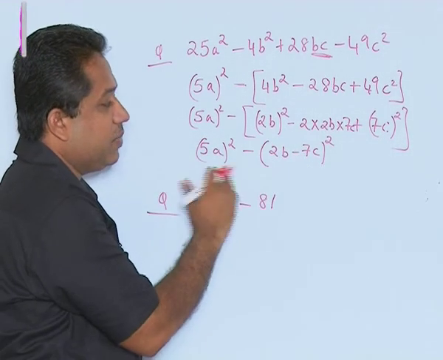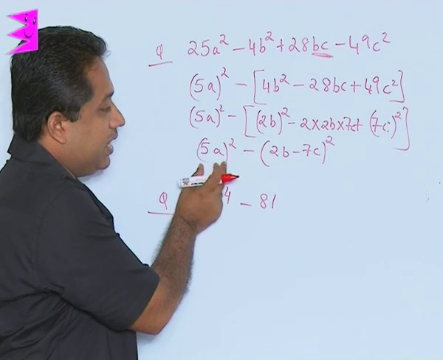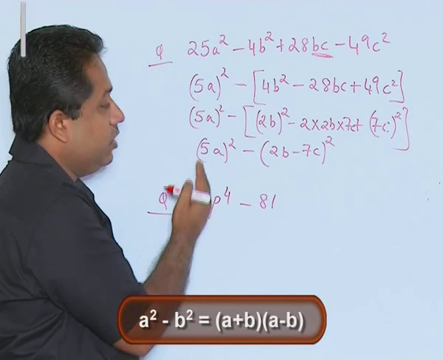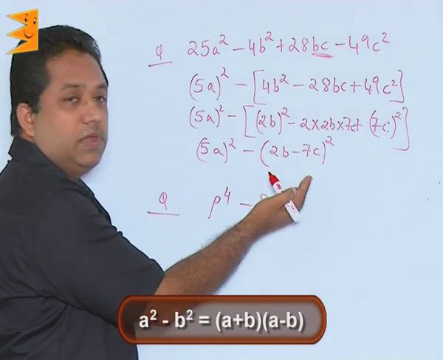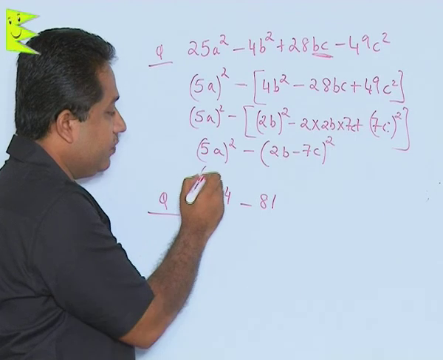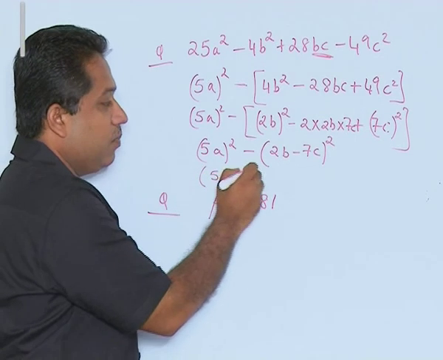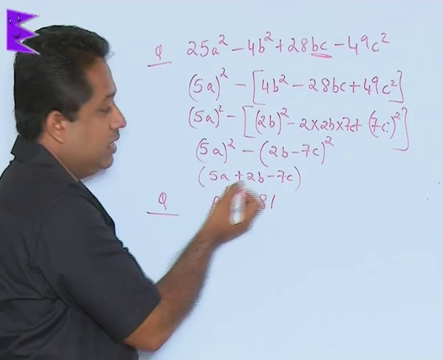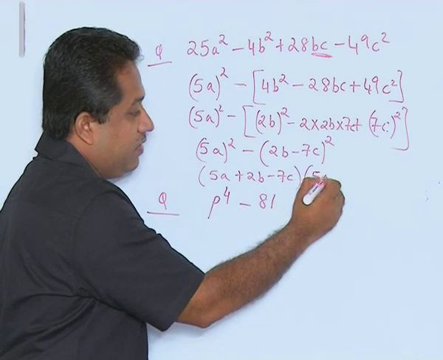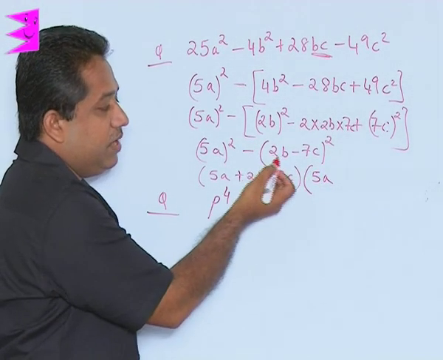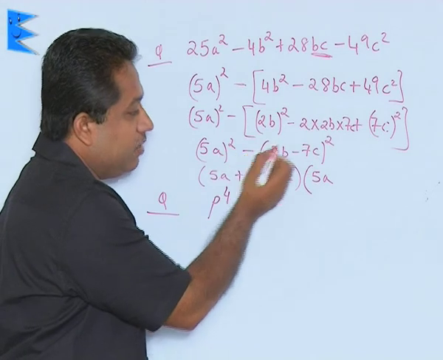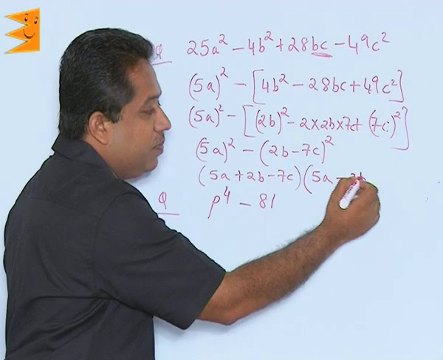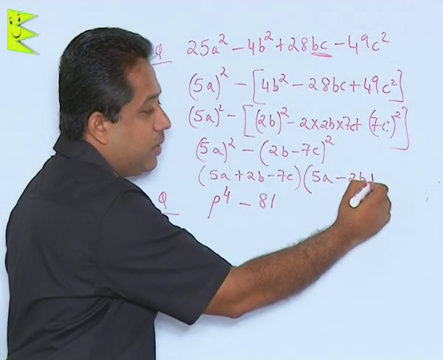Now, this further has become another identity. If you take the first bracket as a and the second as b, then this is a square minus b square, and we know that a square minus b square is a plus b, a minus b. So, we will get in the first bracket 5a as it is, plus the second term, so plus 2b minus 7c, no problem in this, and here this will become 5a minus of b. Here we will have to be careful, because when we are taking negative of this expression, the signs will change. So, 5a, it will become minus 2b, and minus will become plus 7c.